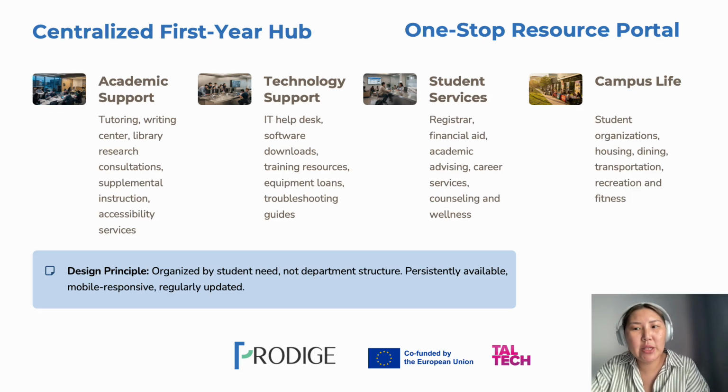The design principle here is that it's important to organize everything by student need, not by department structure. Students don't need to think in terms of which administrative office handles what. They need to think, "I need help with research," or "I need to talk to someone about my stress." So then they just find it by topic. So make it persistently available, mobile responsive, and regularly updated.